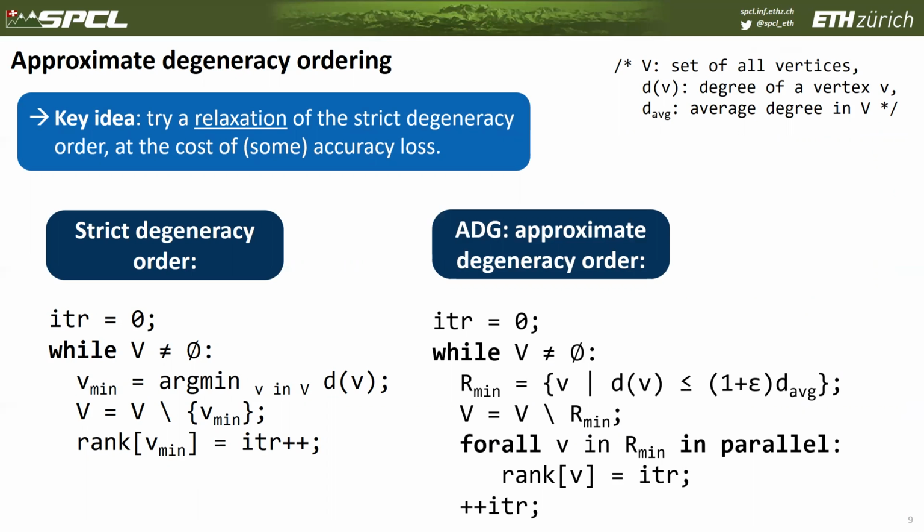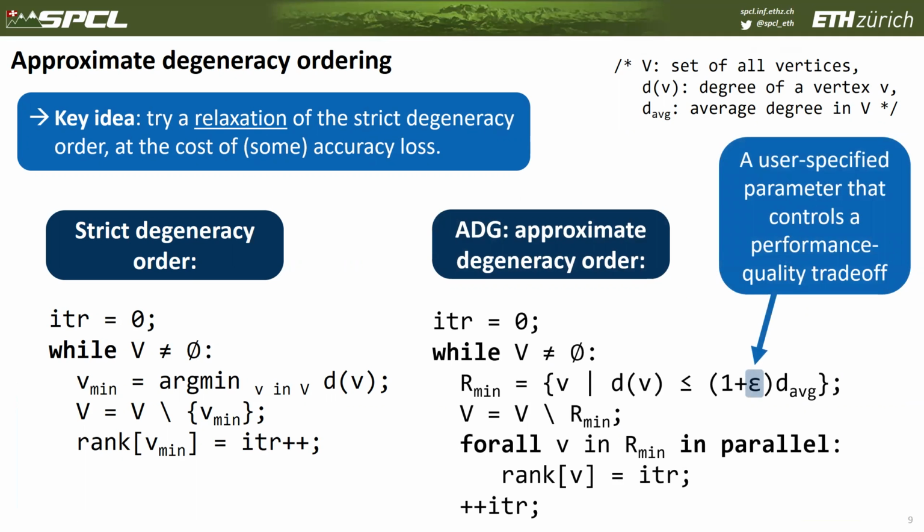And here we again iterate over all the vertices, V. But instead of picking a single vertex with the smallest degree, we pick a bunch of vertices that form a set R min of the vertices such that their degrees are smaller or equal the average degree in this set V times a certain factor, which is 1 plus epsilon, where epsilon is a parameter I'm going to explain in a couple of seconds. Then we take this set of vertices R min and we remove this set from the set V. And then in the final part of the given iteration, we assign in parallel the rank, namely the current iteration count, to all these vertices that we are just removing.